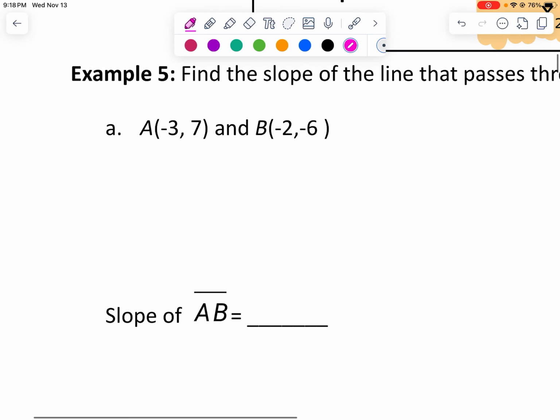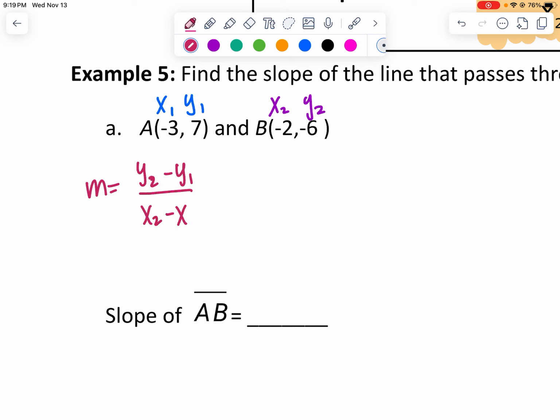So here we have a set of points: point A, which is (-3, 7). I'm going to label this as x1, y1. And then I have point B, which is (-2, -6). This is my x2, y2. Okay, so I get m is equal to y2 minus y1 over x2 minus x1, and I'm literally going to take these points and plug them into my formula.